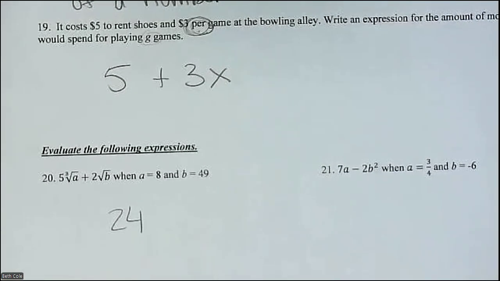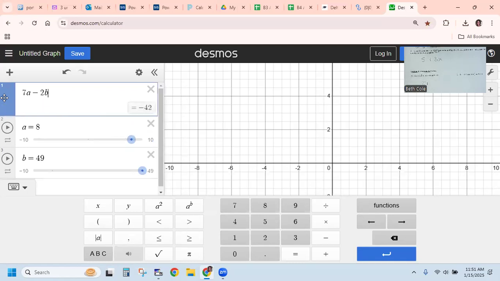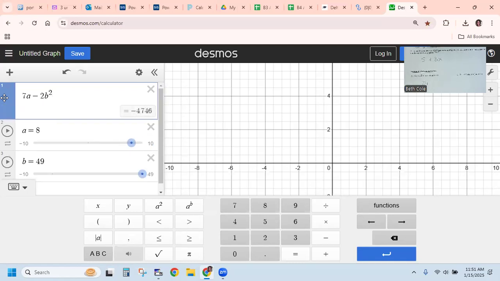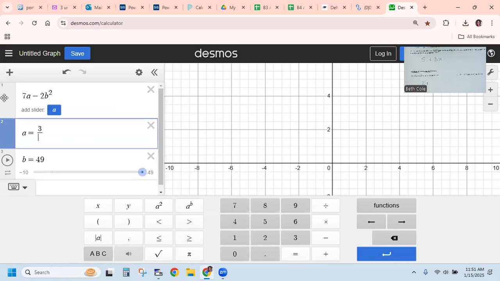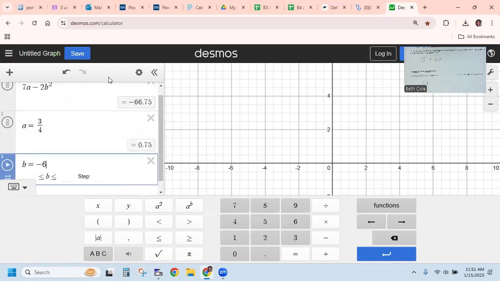All right, and then last one. I'm going to type 7A minus 2B, thank you guys, to the power of 2. And we want A to equal 3/4 and B -6. I got -66.75.